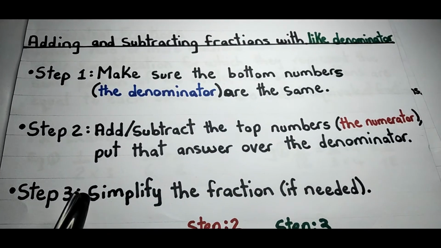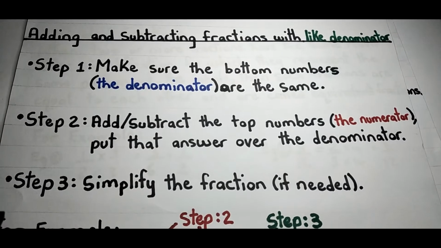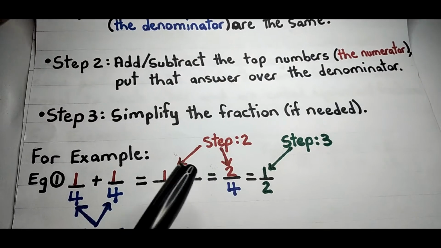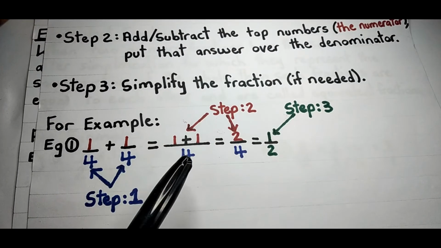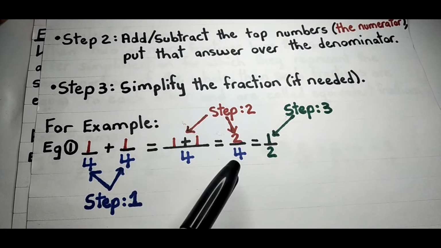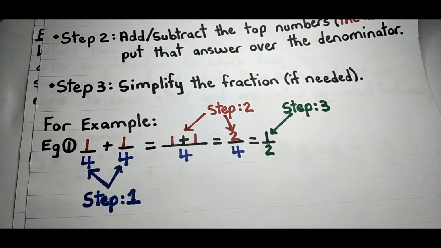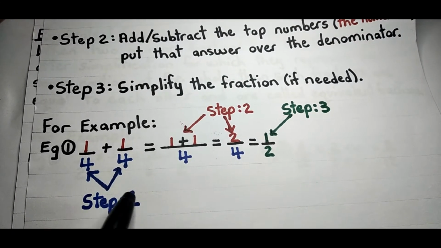Step 3, we simplify the fraction if needed, or if it can be done. Sometimes the answer that you get, you won't be able to simplify any further. But in this example, we have created something that we could have simplified. So let's look at example 1 to get a better understanding of what those steps entail. So this is step 1.